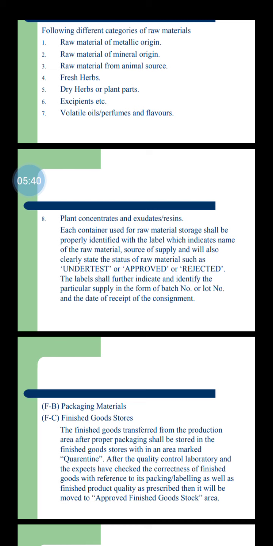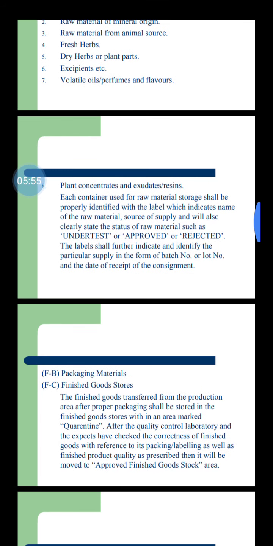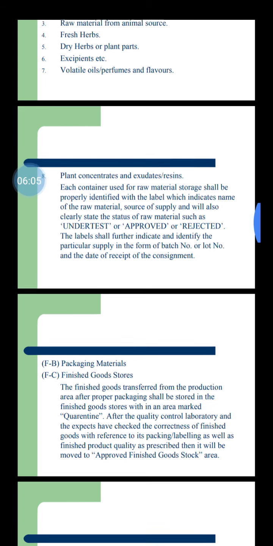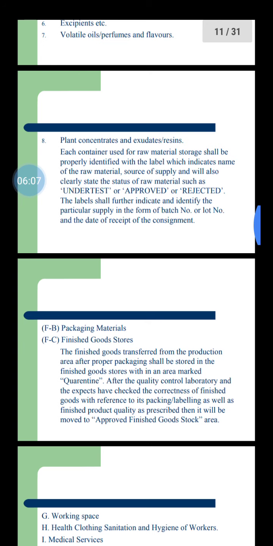Each container used for the raw material store shall be properly identified with a label which indicates the name of the raw material, source of supply, and also clearly states the status of the raw material, such as under test, approved, or rejected. The label shall further identify the particular supply in the form of batch number, lot number, and the date of receipt of the consignment.